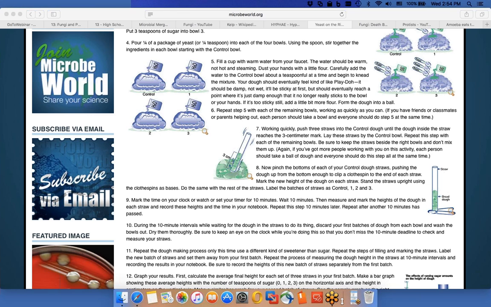I just did this actually. A huge mess in the kitchen. Don't tell my mom. So I did no sugar or sweetener, 1 teaspoon of sugar, 2 teaspoons of sugar, 3 teaspoons of sugar. Try saying that 10 times fast. And then I did 1 teaspoon of Truvia, 2 teaspoons of Truvia, and 3 teaspoons of Truvia. It's an artificial sweetener. I don't know if you guys have that, but it's pretty big here in Wisconsin.